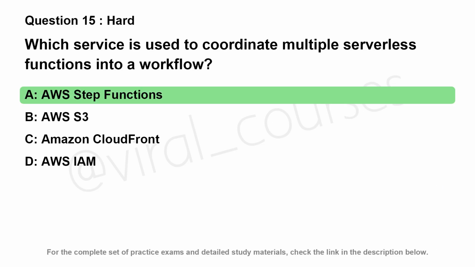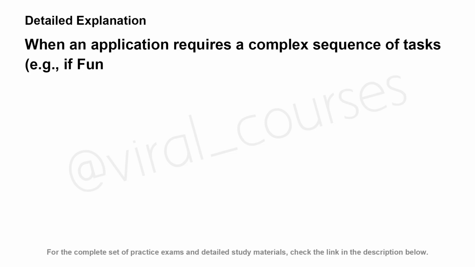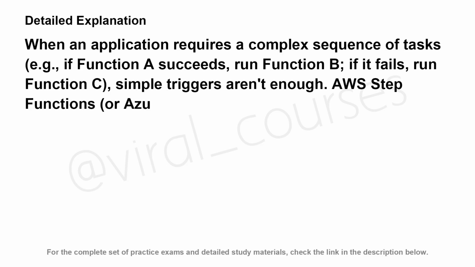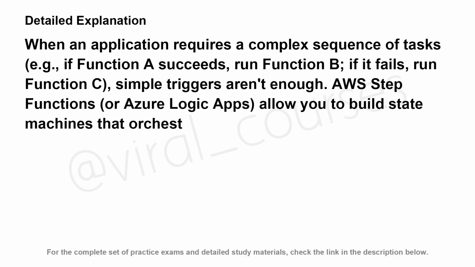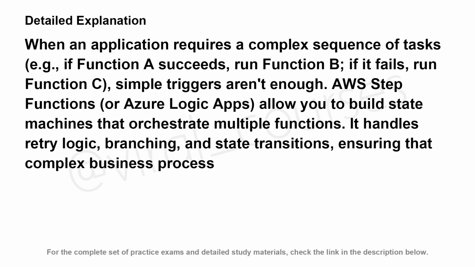The correct answer is A. When an application requires a complex sequence of tasks, e.g., if function A succeeds, run function B. If it fails, run function C. Simple triggers aren't enough. AWS Step Functions or Azure Logic Apps allow you to build state machines that orchestrate multiple functions. It handles retry logic, branching, and state transitions, ensuring that complex business processes are executed reliably.